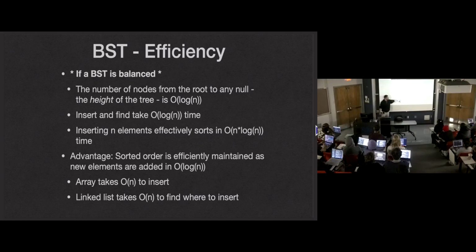With an array, inserts take O of n. With a linked list, it takes O of n to go .next to find where we need to insert or delete. So that's our advantage. If we have dynamic data that we need to maintain in sorted order, BST shines.